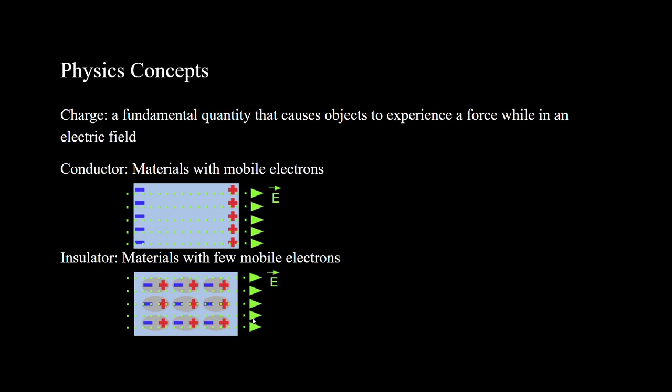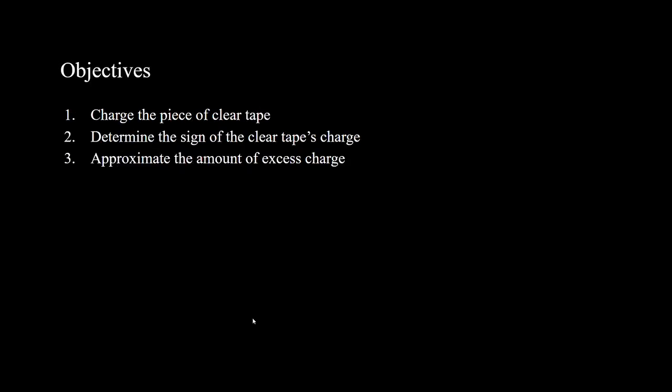Insulators, like the plastic tape strips, are materials with few mobile electrons. When in an electric field, the electron clouds of the atoms are distorted such that the induced dipole is in the same direction as the external electric field. However, you can still create a net charge in an insulator by using mechanical motion to remove some electrons.